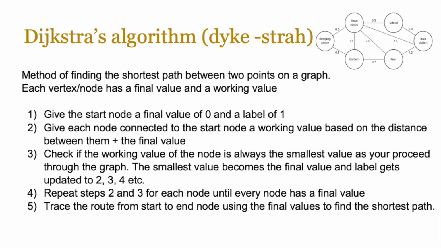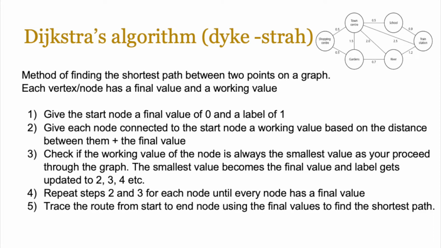So we start by giving the start node a final value of 0. You're already there. You don't need to do anything to get there. And we give it a label of 1 because that's our first node. Then we give each node connected to the start node a working value, which is based on the distance between them plus the final value of the first node. We check if the working value of the node is always the smallest value as you proceed through the graph. The smallest value becomes the final value and the label gets updated to 2, 3, 4.